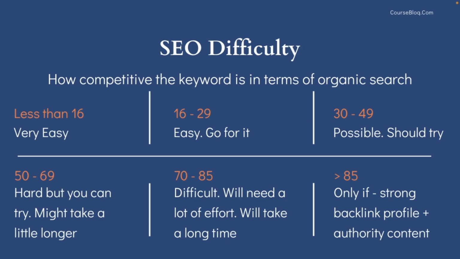As you can see from this chart, if it's less than 50, it's a safer bet than if it is higher than 50. And if you're a starter website with relatively low domain authority, I would recommend that you stick to keywords with an SEO difficulty of lower than 50. That will help you to rank relatively easily and quicker.